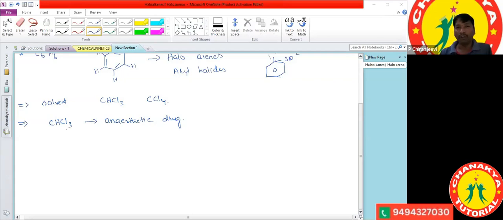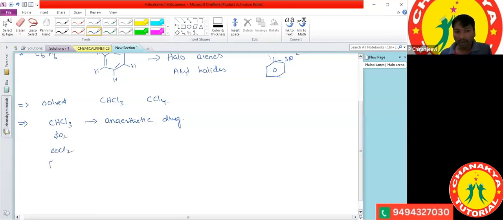If you take a large quantity of chloroform and store it, it has to be stored in a dark place. Whenever you place it in the presence of sunlight, it undergoes an oxidation reaction. When chloroform is placed in atmospheric air and in the presence of sunlight, it undergoes oxidation and forms phosgene.